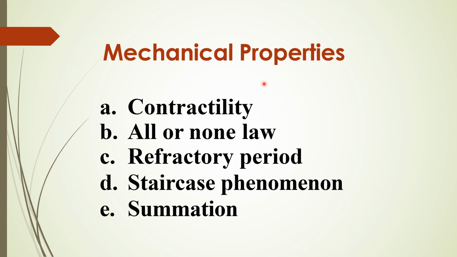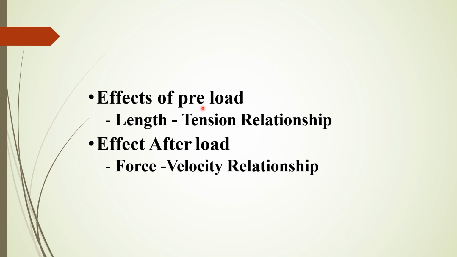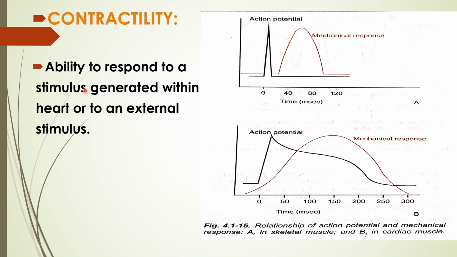So coming to the mechanical properties of the cardiac muscle, which are contractility, Euler-Nunn law, refractory period, staircase phenomenon, summation of subliminal stimulus, and then effect of preload, that is length tension relationship, and effect of afterload, that is force velocity relationship. So all these we will see one by one. So the contractility is nothing but ability to respond to a stimulus generated within the heart or to an external stimulus. So in the picture, the first one is skeletal muscle action potential and the mechanical response. The lower one is cardiac muscle action potential and mechanical response.